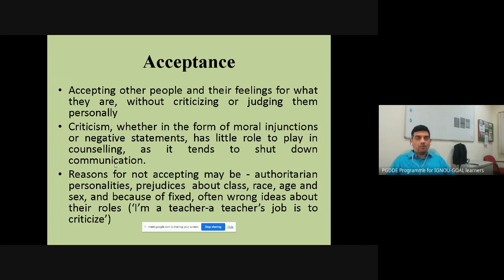Because if we provide some negative statements or criticism, that can shut down the communication between two persons. If I give a negative statement about you, or if you try to discuss something and I don't allow you, or I stop you again and again, then definitely that will give a negative impression, and there is a chance that the communication between you and me will stop, and you cannot learn, and even I cannot teach, or I cannot be a good counselor as such.